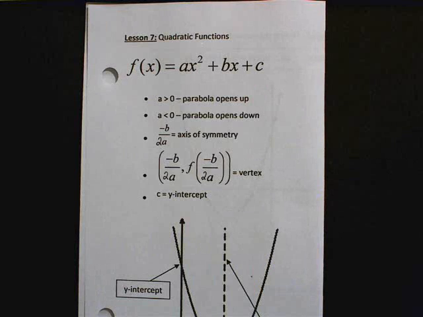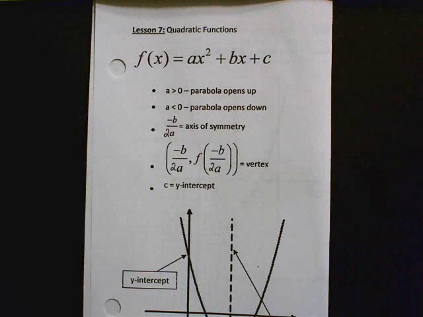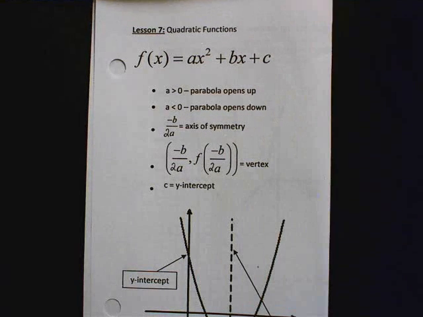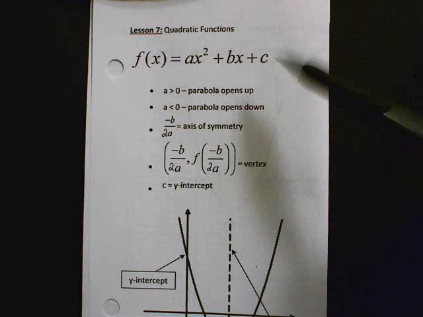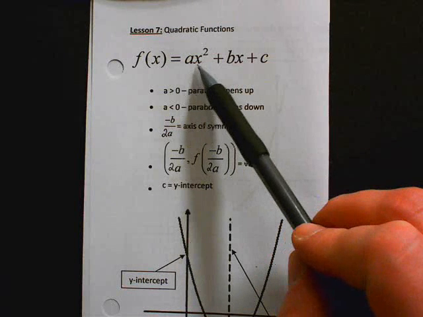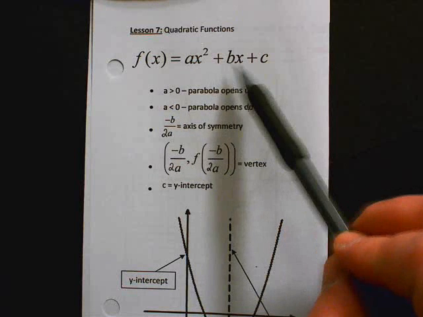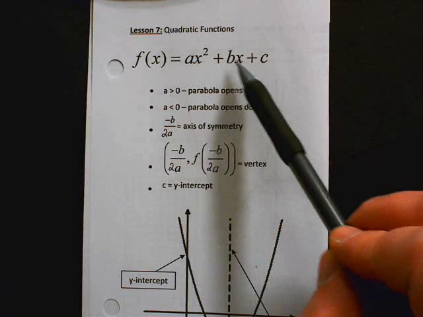Welcome. This is going to be lesson number 7 on quadratic functions. What we're going to do is talk about quadratic functions and some of the properties that they have. Quadratic functions usually come in this format, where there's a number in front of the x squared, and we call that number a. There's a number in front of the x, and we call that b, and a number without x, and we call it c.